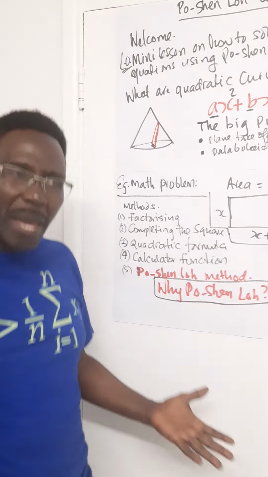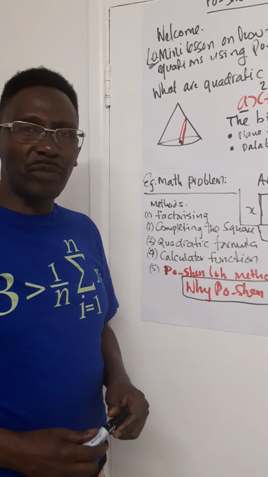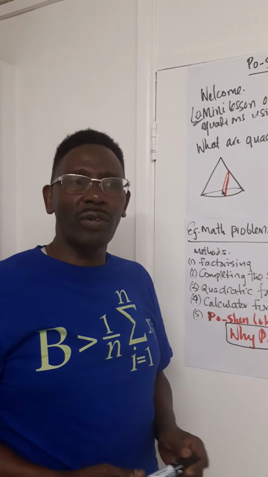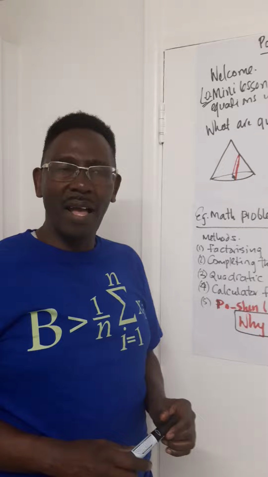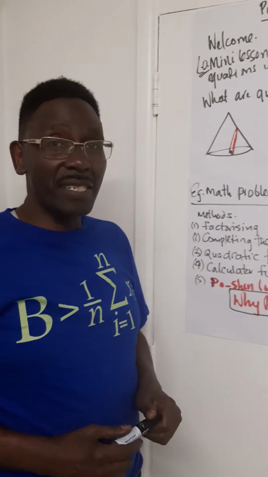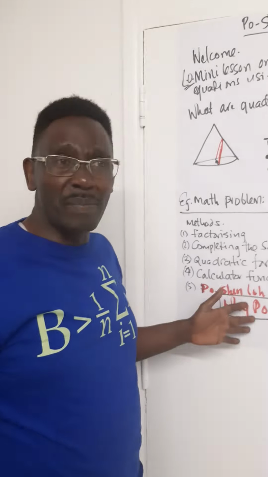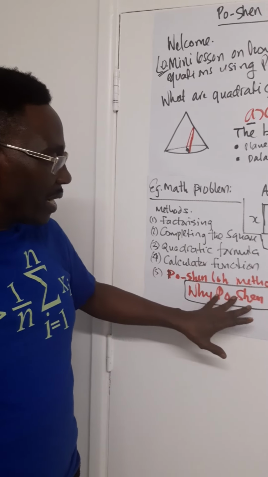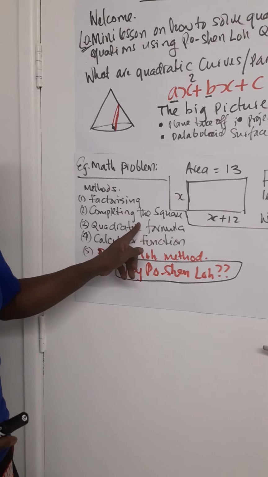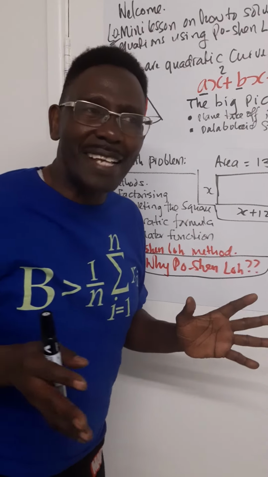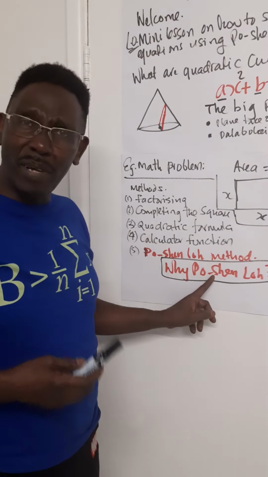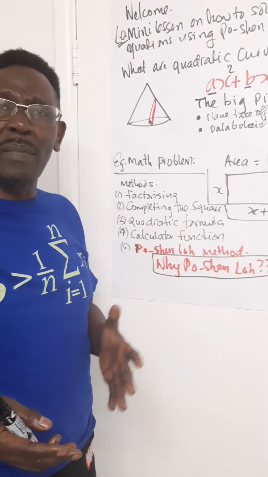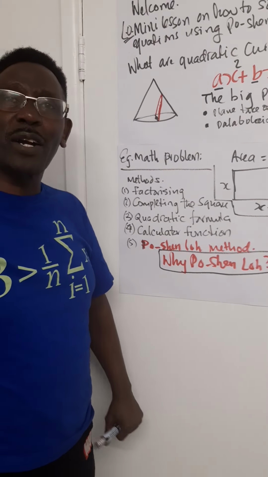But the question is, why Po-Shen Loh method? Po-Shen Loh is a professor of mathematics at Carnegie Mellon University in the US, and he is also the coach of the US team for the Math Olympiad. He's a great mathematician, and although he did not discover this method, he has popularized it in the last year. The beauty of this is that you don't have to guess, because in factorizing and some other methods you have to guess what the factors are. It has very beautiful mathematical logic and rigor, and it applies symmetry in solving the problems. That is what we are going to do in our next video.